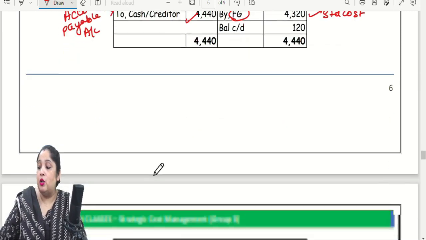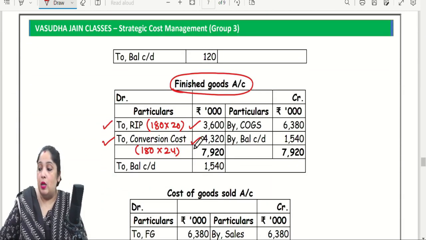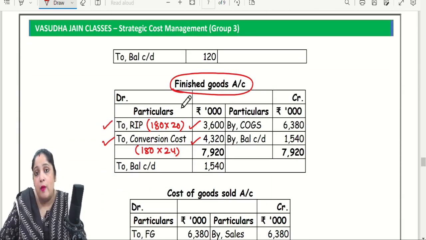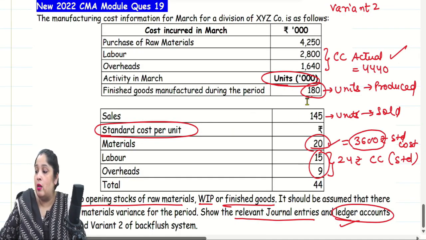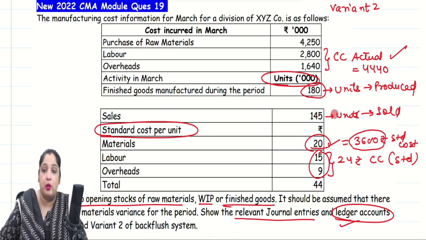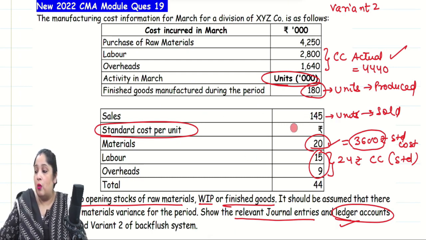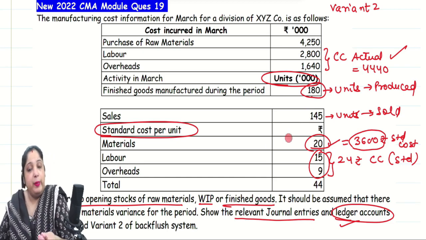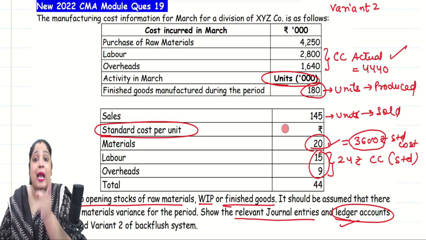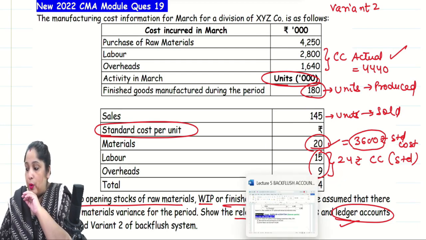Now finished goods have been manufactured. Now is all finished goods manufactured sold? Let us check in the question. In the question it is written finished goods manufactured are 180 but sold are 145 only, 145 units only. So fine. Now cost of goods sold is also valued at standard cost. The goods which are sold will be transferred to cost of goods sold but at standard cost. Standard cost is 20 and 24, not a problem.